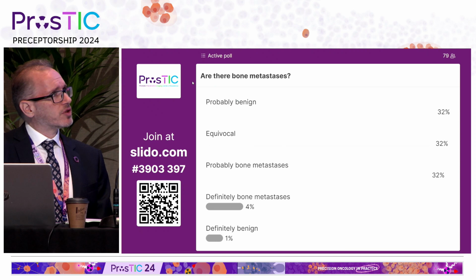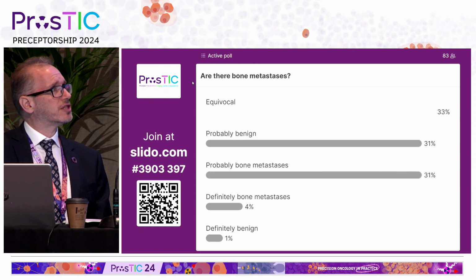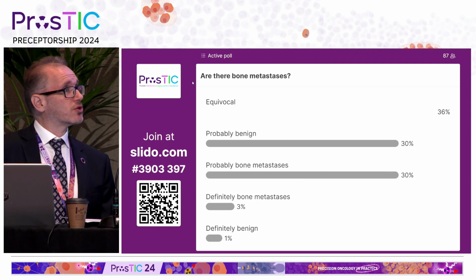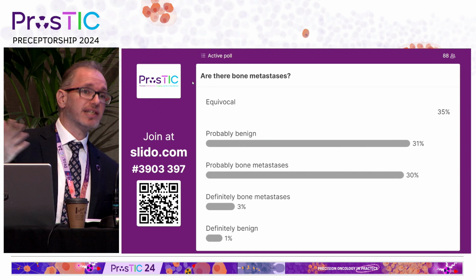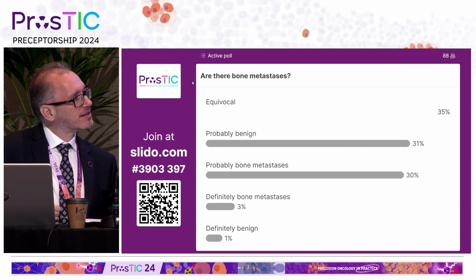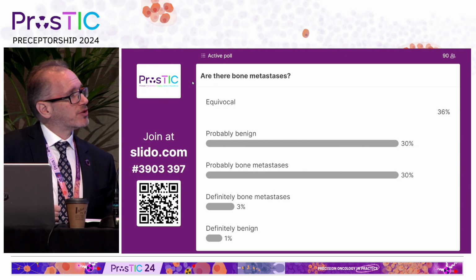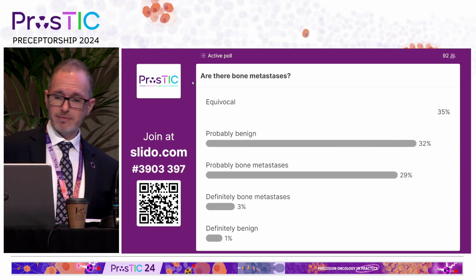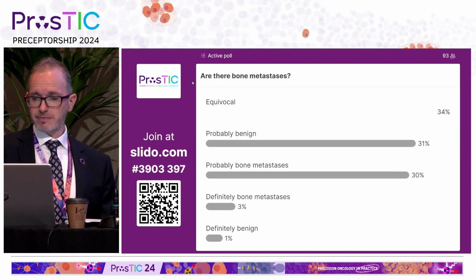Good. So we've got a bit of a split in the voting. We've got equivocal, probably benign, probable bone metastases 30-30. This is always good. We know we've come up with good questions when we can split such a large audience. In thirds? You literally have a split in thirds? Yeah, we prepared very carefully. Oh, okay. Fantastic. When we get to 100, we'll close the voting.